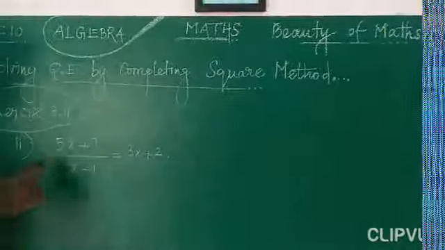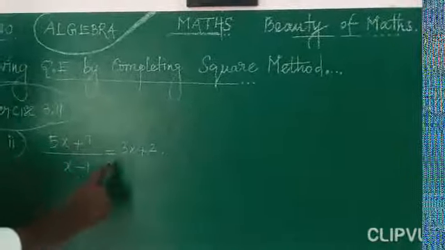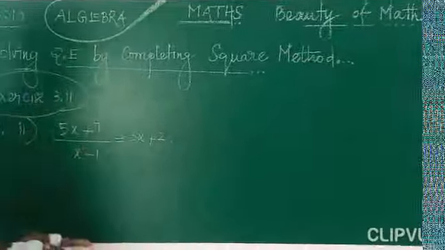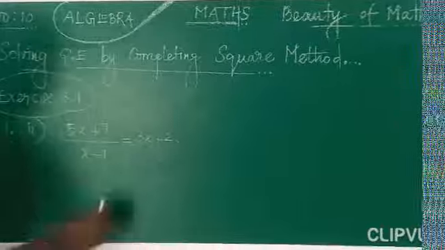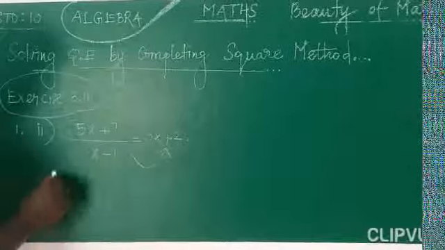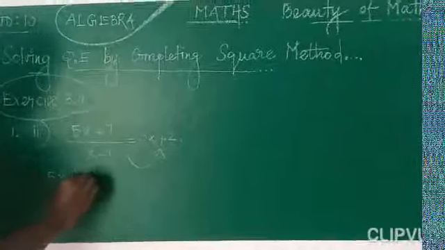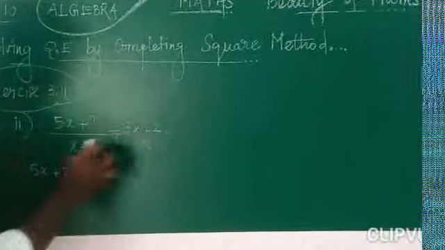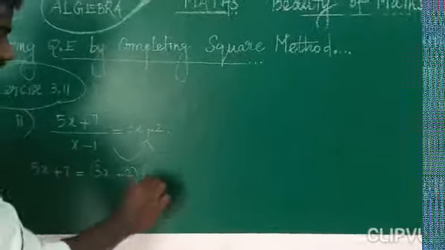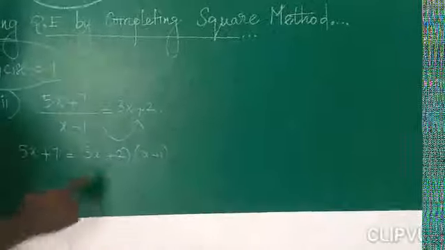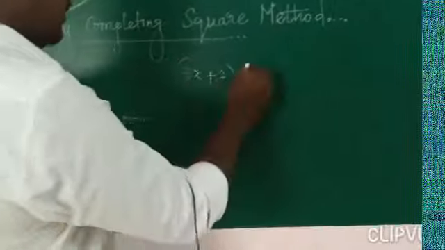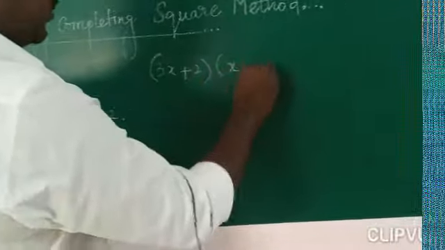The problem is (5x plus 7) divided by (x minus 1) is equal to 3x plus 2. Actually, it is not in the standard form. First, we write it in the standard form of a quadratic equation. It is very easy. First, we multiply the denominator to the numerator. So 5x plus 7 is equal to (3x plus 2) into (x minus 1).